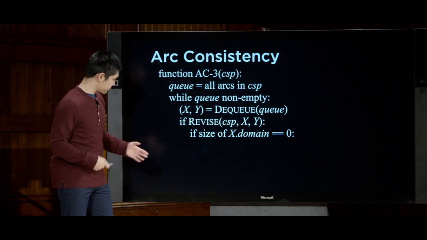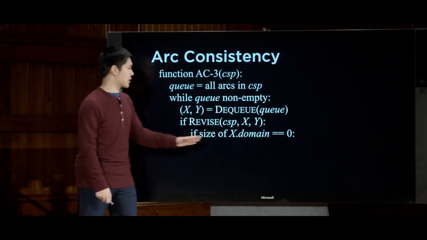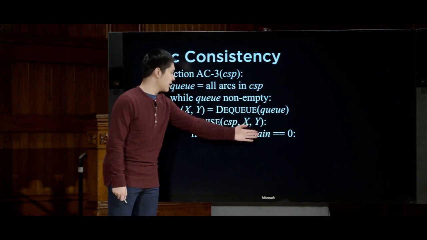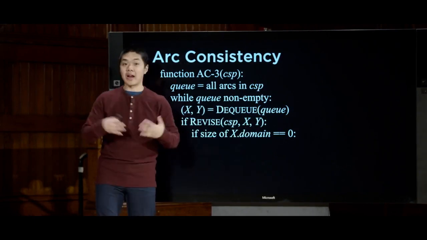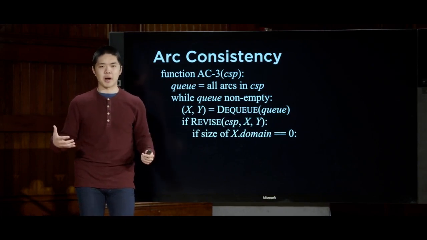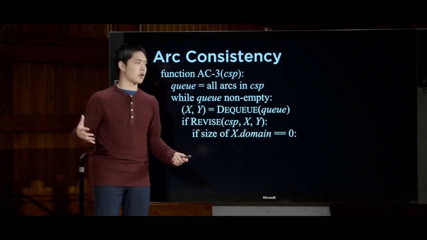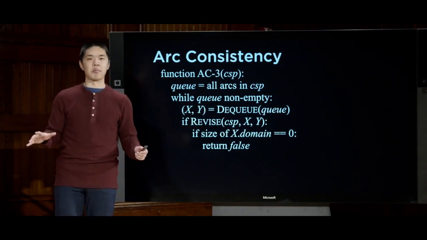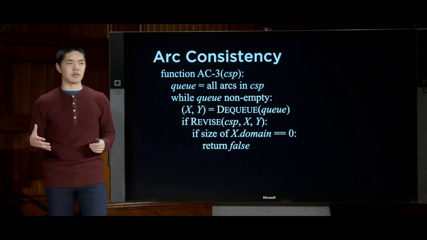How do we do that? Well, first we want to check that x's domain is not 0. If x's domain is 0, that means there are no available options for x at all, and that means there's no way you can solve the constraint satisfaction problem. If we've removed everything from x's domain, we'll just return false to indicate there's no way to solve the problem because there's nothing left in x's domain.